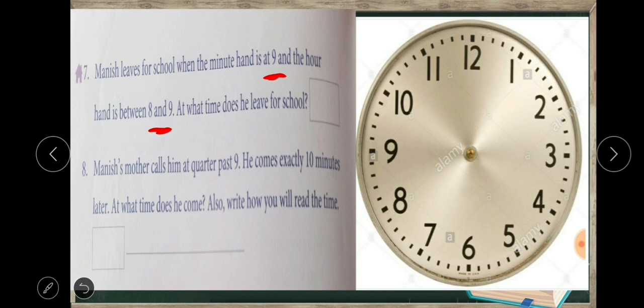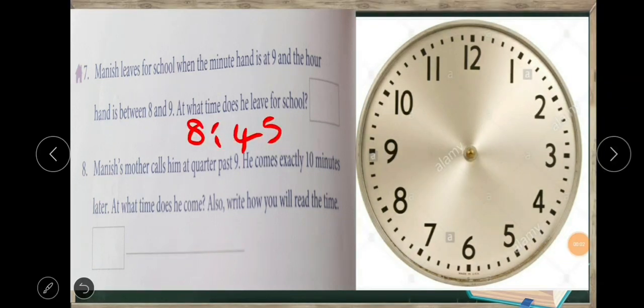So let's draw the hands for the clock. The minute hand is at 9, and the hour hand is between 8 and 9. What's the time? Yes, in this picture, the hands on the clock show the time 8:45. So we can write here 8:45.